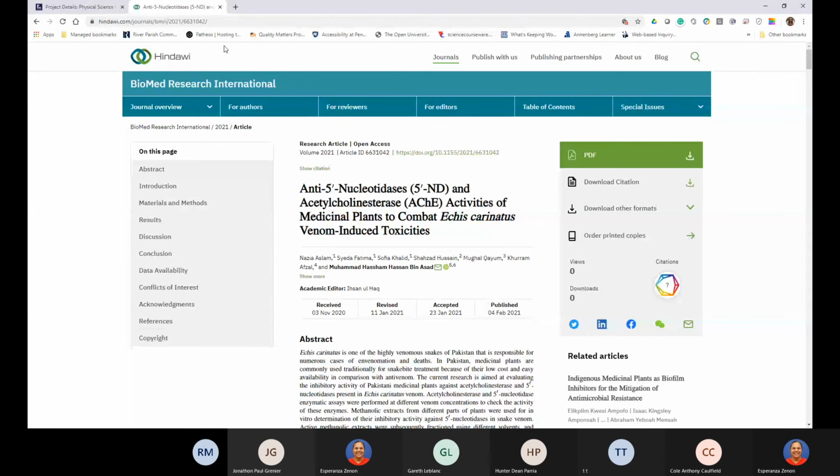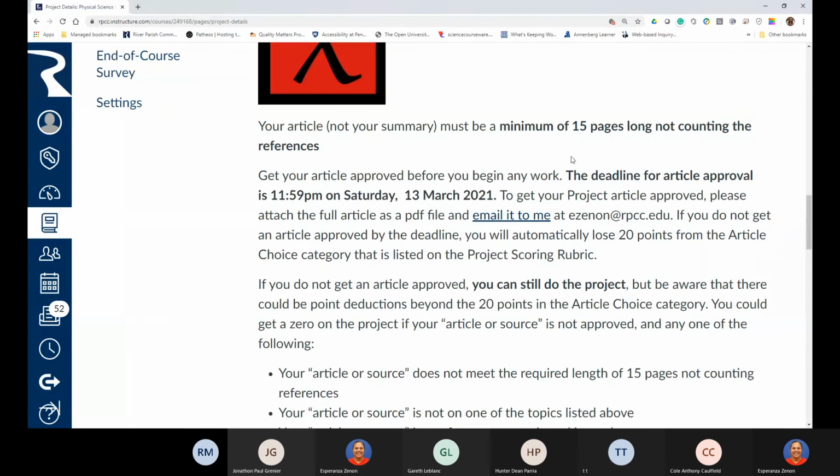Do you understand that it must be 15 pages long, not counting the references? Yes, ma'am. All right. So now, before you begin any work, before you begin summarizing anything, you need to get your article approved. Okay. The deadline for getting it approved is Saturday, 13 March 2021.